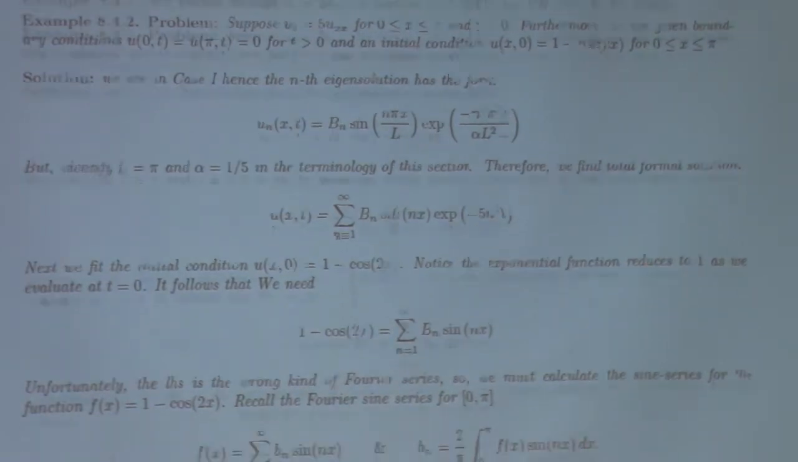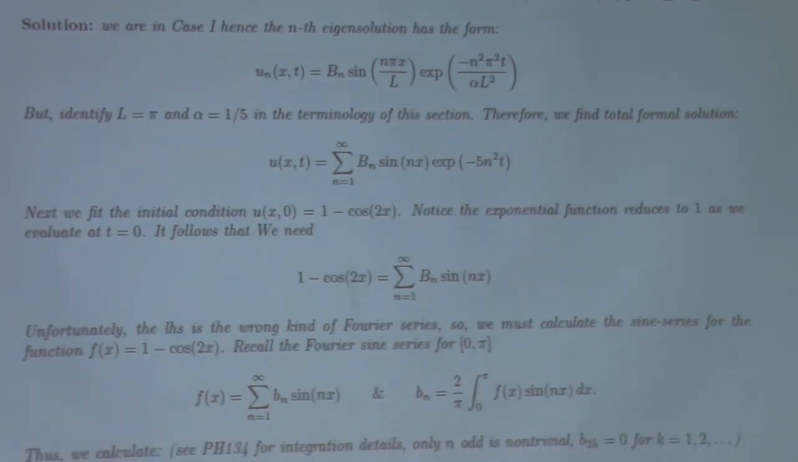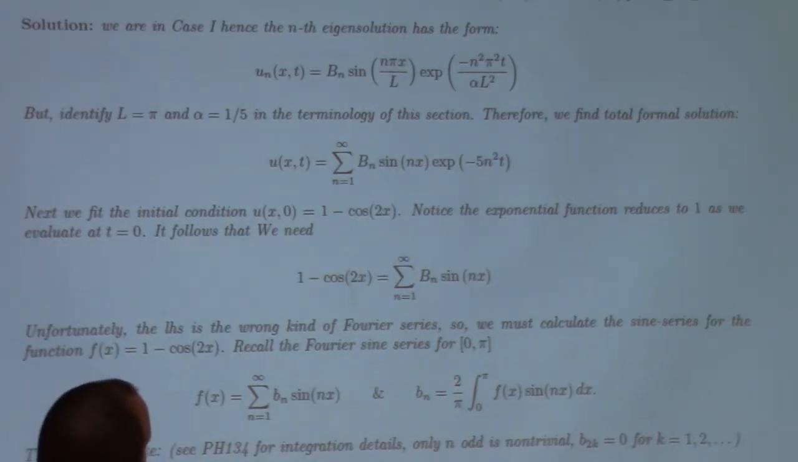Oh, here we go. This one's kind of cheesy. Problem 2. I'm given... you'll see why I say it's cheesy in a second. Or maybe it's not, I forget. Anyway, I've got u_t = 5u_xx, with zero boundary conditions and initial condition of 1 minus cosine 2x. So we go through the same thing we just went through.